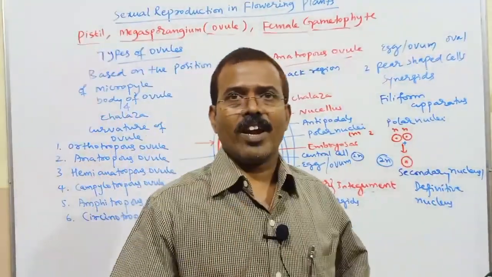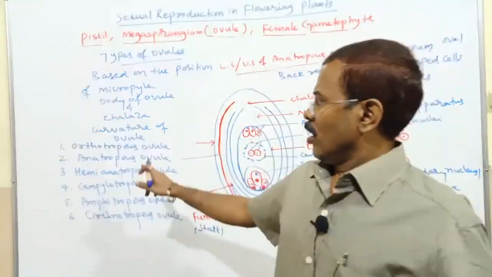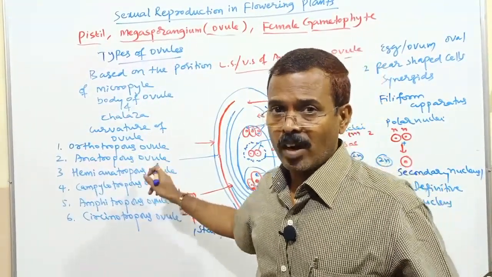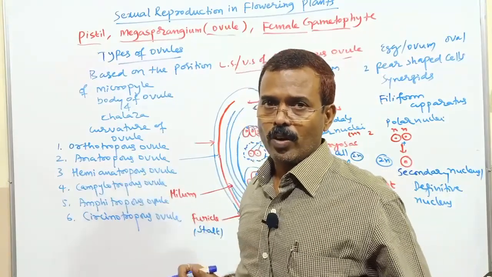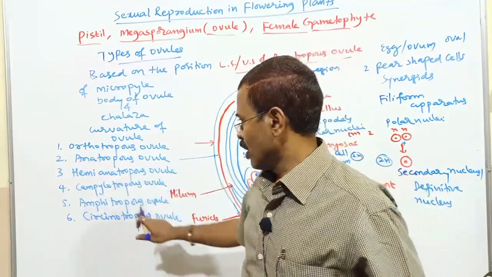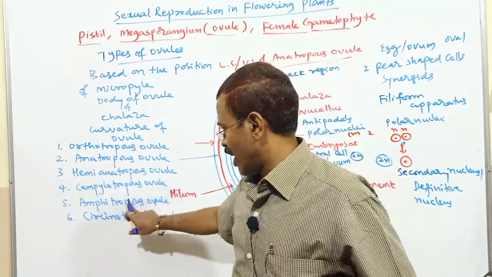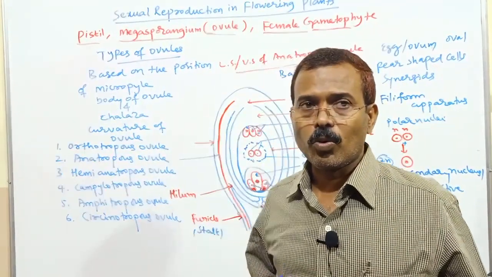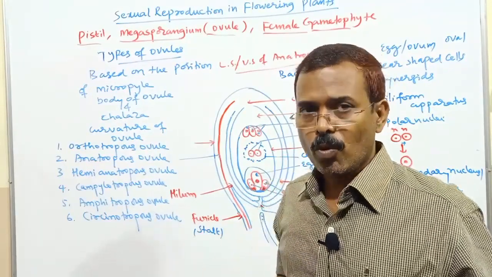These are the 6 types of ovule: orthotropous ovule, anatropous ovule, hemianatropous or hemitropous ovule, then campylotropous, then amphitropous ovule, and last one, circinotropous ovule.